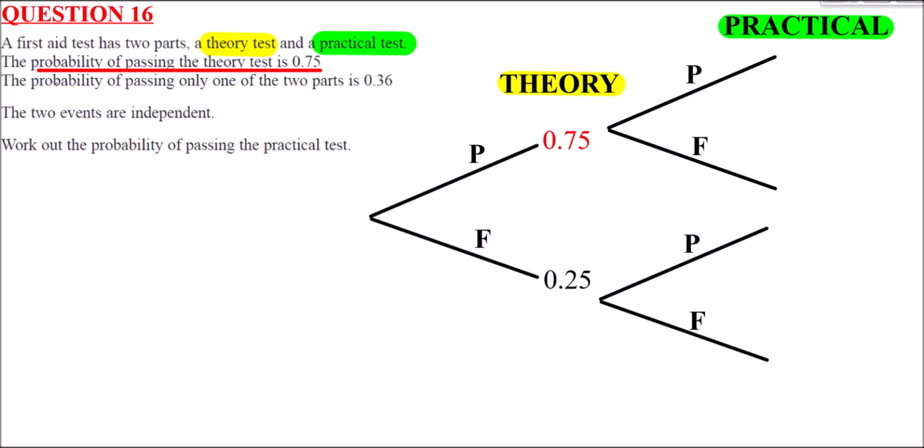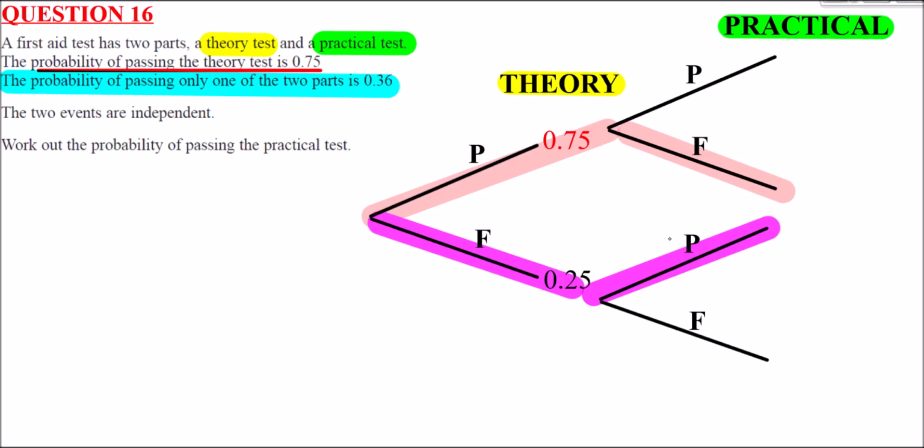The next thing we're told is that the probability of passing only one of the two parts is 0.36. So to pass only one of the two parts can be done in two different ways. We could either pass the theory and then fail the practical, which I'm going to highlight here in pink. The other way of doing it could be that the theory might be failed and then the practical's passed, which I'm going to highlight here in the purple. But as you've noticed here, we're not actually told the probability of passing the practical test.